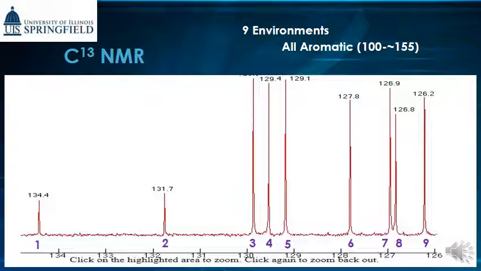Finally, in carbon-13 NMR, we're going to do basically the same as what we did in proton NMR, but instead for carbon-13 isotopes. First, you'll note that we have 9 environments in this one, but that again, they're all aromatic, falling between 100 and about 155 parts per million. Really, that's all carbon-13 is going to be able to tell us for now.